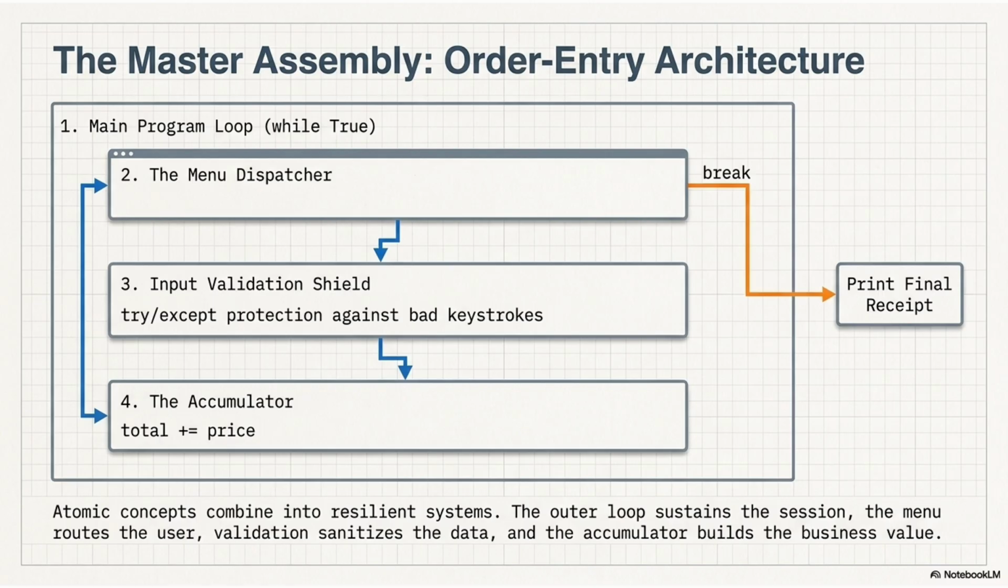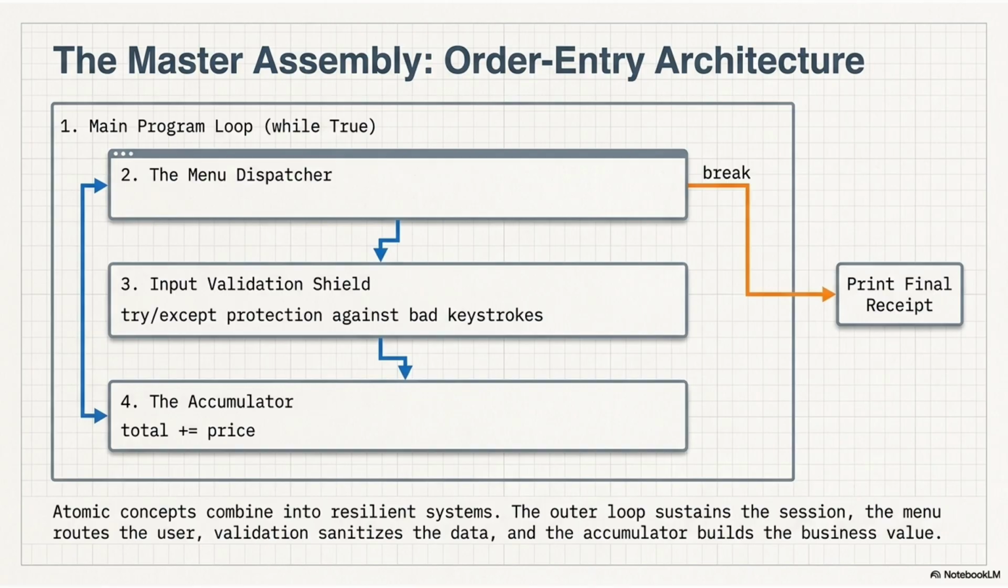This slide assembles all four blueprints into a complete order entry architecture, a full workflow system built from the atomic patterns you've studied. The four layers nest inside each other. Layer 1 is the main program loop, while true, which holds the session open. Layer 2 is the menu dispatcher, which routes the user to the correct feature. Layer 3, the input validation shield, try and except. This sanitizes every data entry before it reaches the accumulator. Layer 4, the accumulator. Total plus equals price builds the running order total.